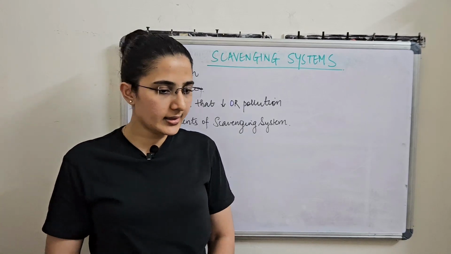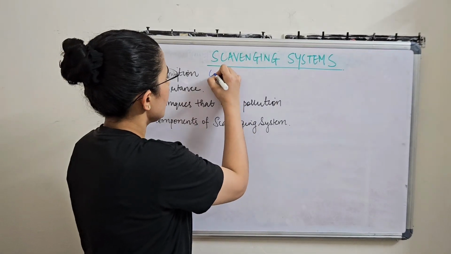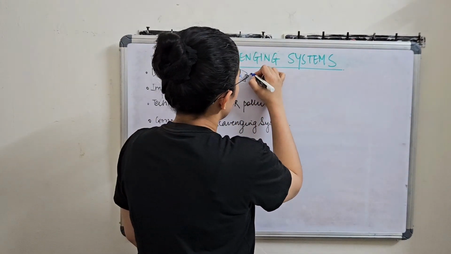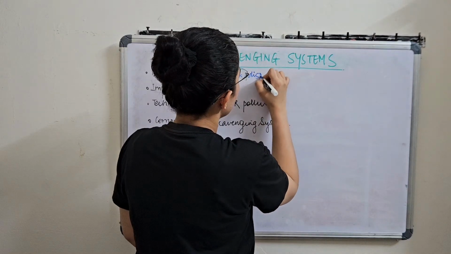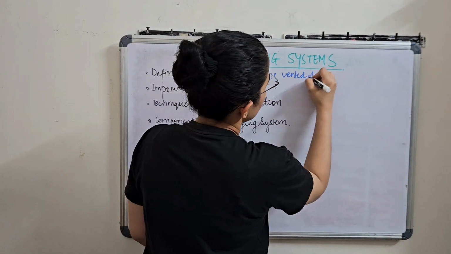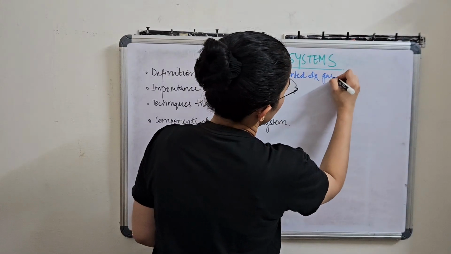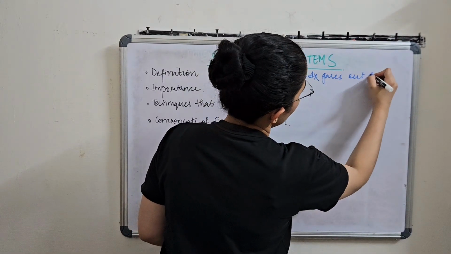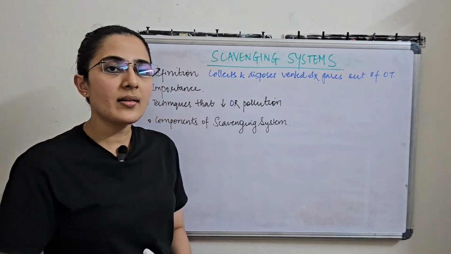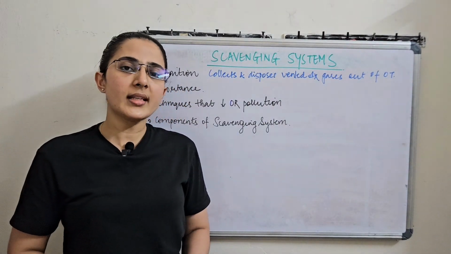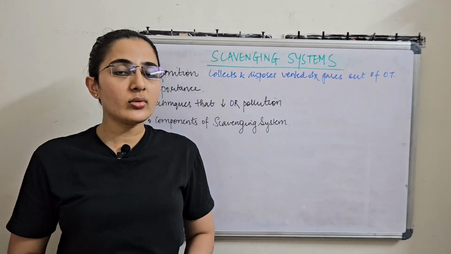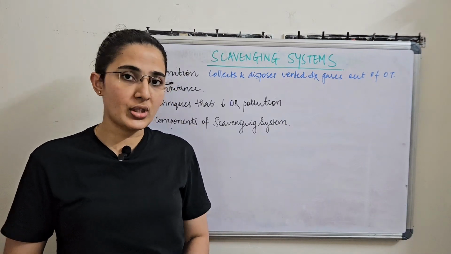So coming to what scavenging systems are. A scavenging system basically collects and disposes the vented anesthetic gases out of the operation theatre, right? That is called the scavenging system. So scavenging systems are very important for all of us to reduce the operation theatre pollution.